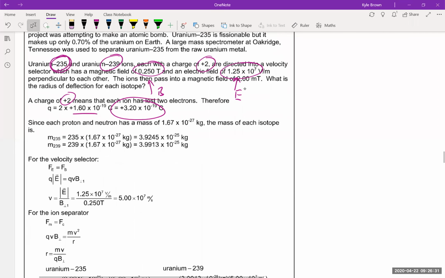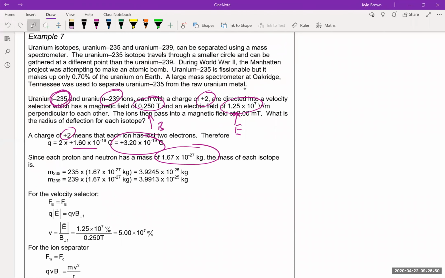All right, now, since each proton and neutron has the same mass, right? Hopefully you remember that from chemistry, and it's on your formula sheet too, so you don't have to memorize it, but the mass of a proton and the mass of a neutron are essentially the same. So when it's written like uranium-235, that's referring to the atomic mass of the particle. So that would be your atomic mass on your periodic table.